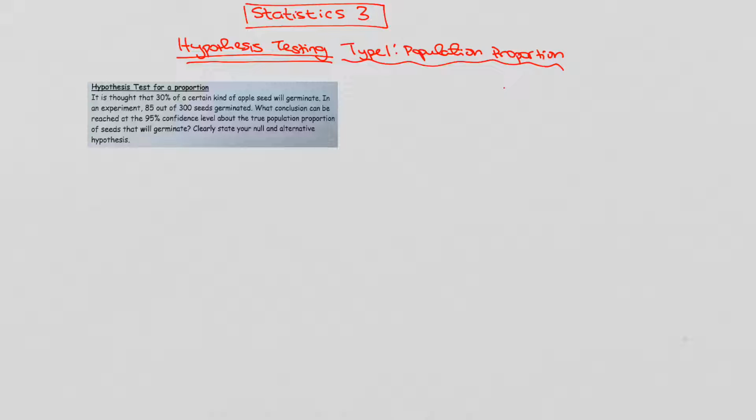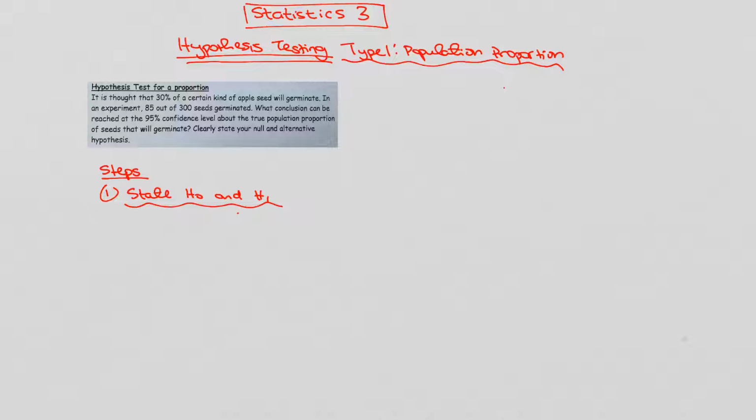Statistics 3, hypothesis testing, type 1, population proportion. So what we want to do here is break down our hypothesis test into 4 parts. So our first one is always to state our hypothesis. And we have to make sure that we're stating that clearly.